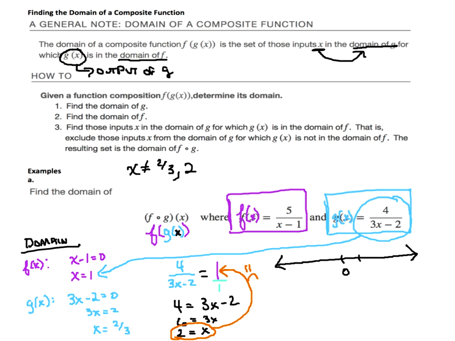Here's 0. Let's see, 1, 2. There's negative 1, negative 2. So 2/3 lives about right here. There's 1. 2/3 lives about right here. So what we have just figured out is that you can plug anything your little heart desires in except for 2/3 and 2. So I've got open circles on them, and then everything else gets colored in.